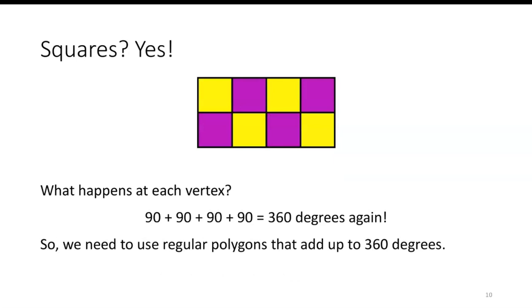Squares, yes, they can tessellate. And in fact, every angle of a square is 90 degrees. And notice that if you go around a vertex, there are 4 squares. 90 plus 90 plus 90 plus 90 is 360. So again, these things add up to 360 degrees.